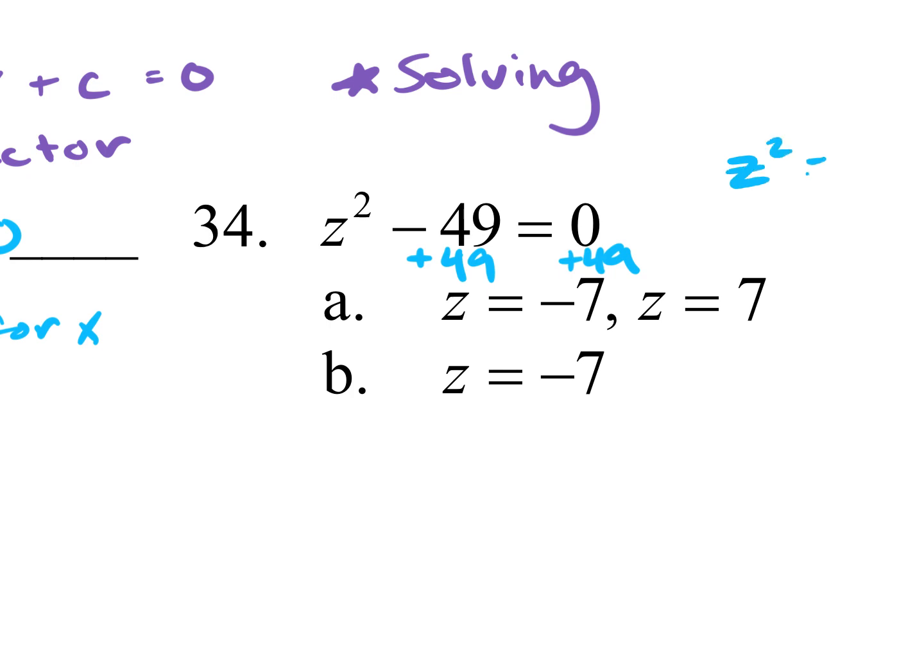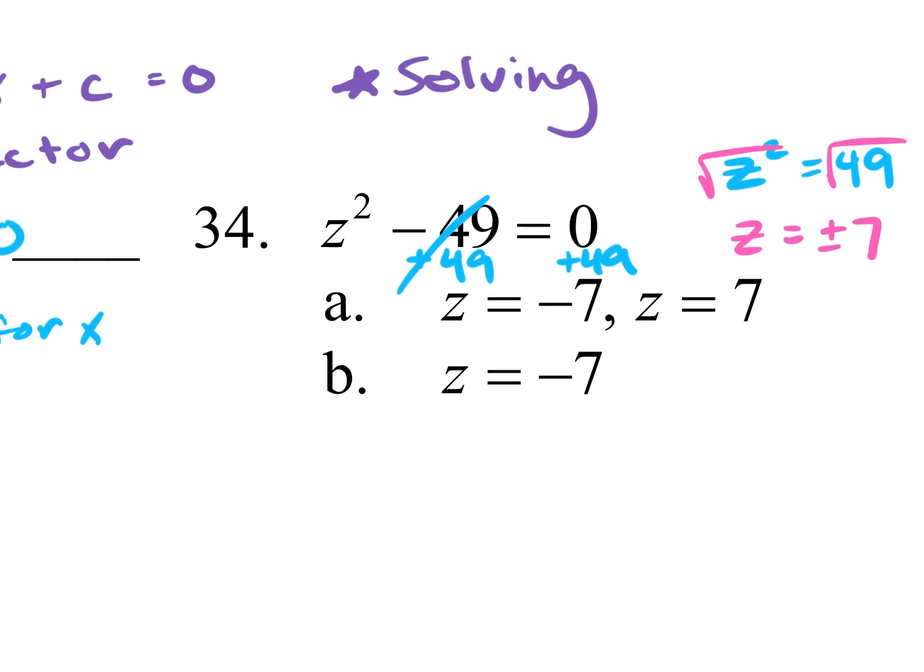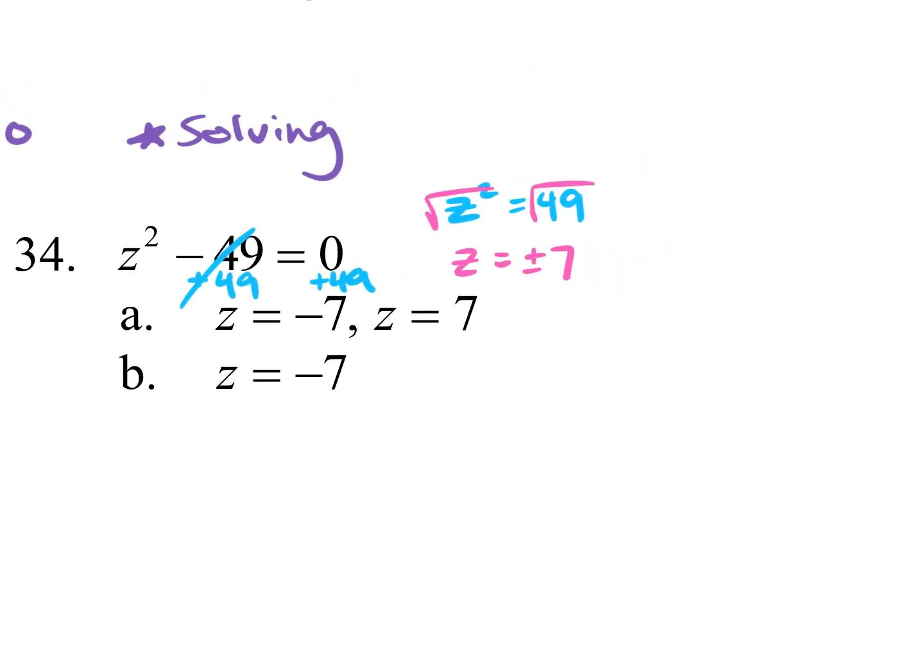So I have z squared is equal to 49. Now what would I do next? Square root both sides. So what does z equal? Awesome, plus or minus 7. Don't forget, whenever you take the square root of both sides, you need the plus or minus. So z is equal to positive 7 and negative 7. So that would be answer choice A.